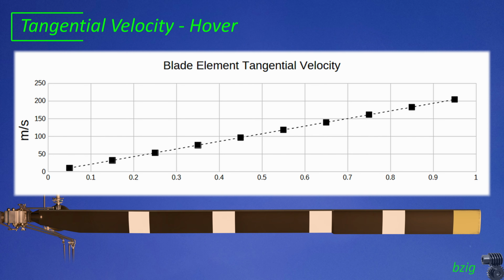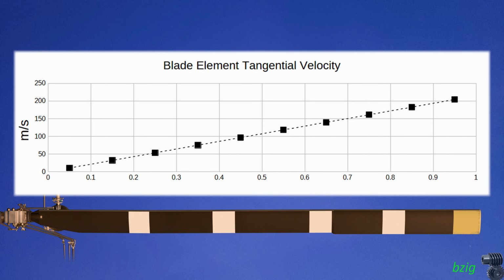This is a linear distribution along the span of the blade, and here's what that looks like for a single R-44 helicopter blade. For an R-44 operating at 408 revolutions per minute, the tangential velocity varies from 0 at the hub to 200 meters per second at the tip. I used SI units in my math. 200 meters per second works out to a standard day tip Mach number of 0.6.